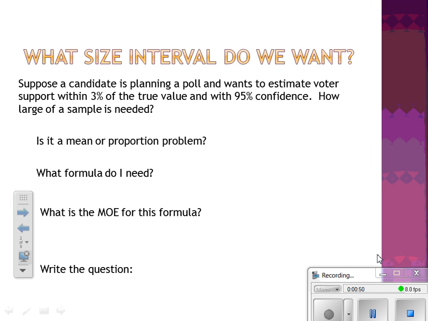The first thing we need to look at is whether it's a mean or proportion problem. Considering we want to figure out what percentage of people are in favor of them, this is a proportion problem. And then what formula is needed? Well, that's where we use p hat plus or minus z star times the square root of p hat q hat over n. The trick here is we're actually going to have to figure out n.